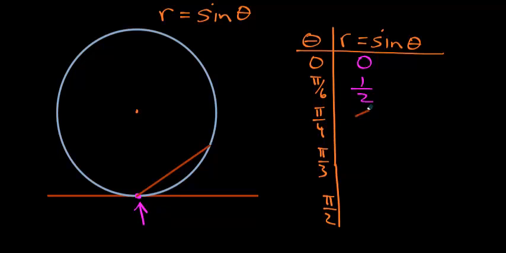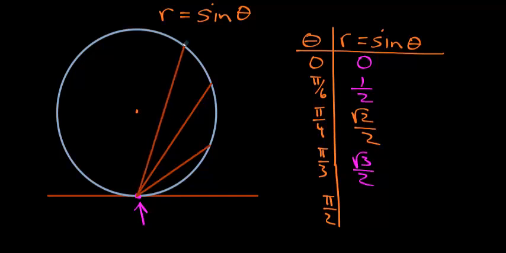Now, if we put in a pi over 4, what do I get? I get the square root of 2 over 2, right? And then if I plot that, it's going to look something like that. Notice r is getting a little longer. Now, if I put in pi over 3, I get the square root of 3 over 2. Go back, get this. Goes up like that, right?